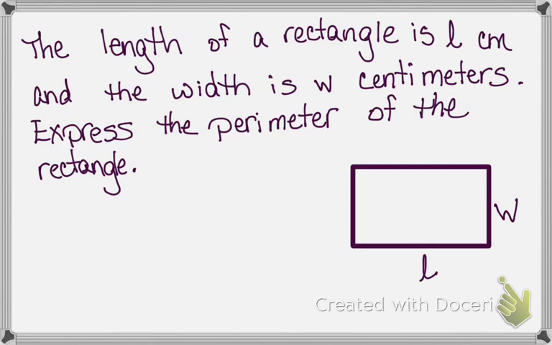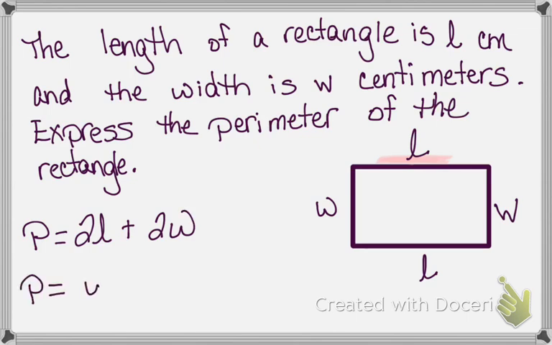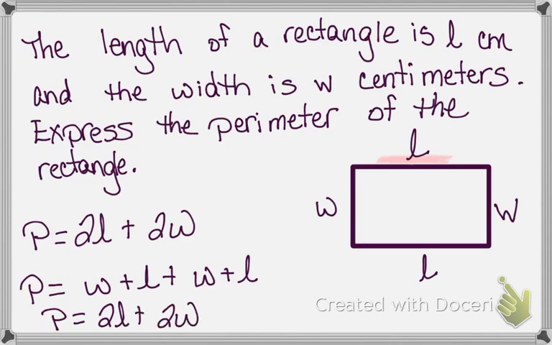Okay? What is this length up here? What is this right here? L or W? L. So what's my other side? Okay. So perimeter is 2L plus 2W. If you wrote W plus L plus W plus L, you're just adding up the sides. That's okay also. Okay? But once you simplified it, you'd still get 2L plus 2W. So either of those is okay.